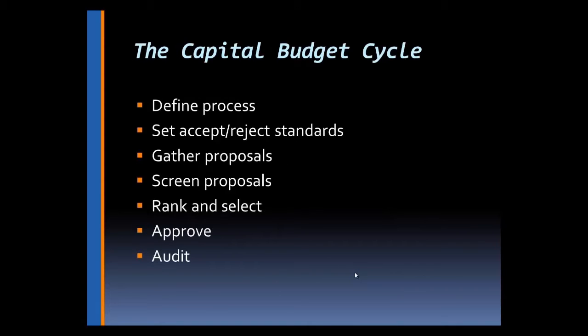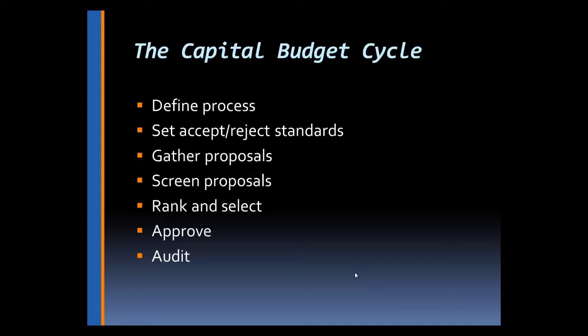The capital budgeting cycle is as follows, and these are very definite steps that every firm will go through. First, you have to define the process. Tell the managers and the subordinates how they can submit a capital budget request for something they want to obtain money and funds for. Then you set the accept-reject standards. In other words, we'll accept only projects meeting this particular level of return.